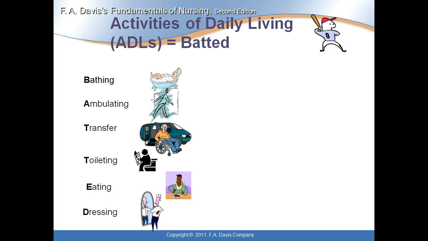So activities of daily living are bathing, ambulating, transferring, toileting, eating, and dressing. Again, you're going to assess whether or not they can actually do these things by themselves. I typically ask my patient, the first time meeting them, whether or not they're able to do these things. And I usually ask them, do you live at home or do you live in a home?